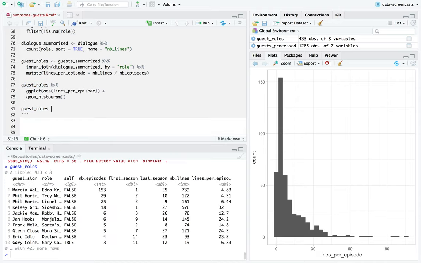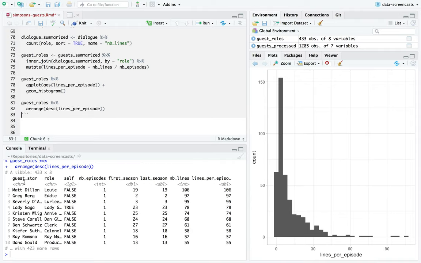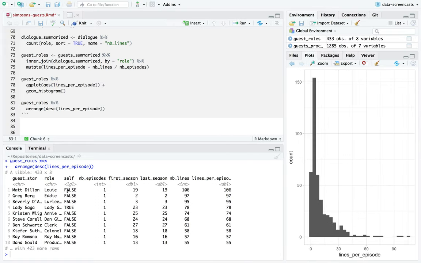I'm curious, for that, if we did arrange descending lines per episode. Matt Dillon, there's characters in particular. See, in a couple of episodes, just had a lot of lines, I guess. That or there are multiple, so some of these are sufficiently vague. Wow, Lady Gaga played herself in one episode and had 78 lines? Huh.